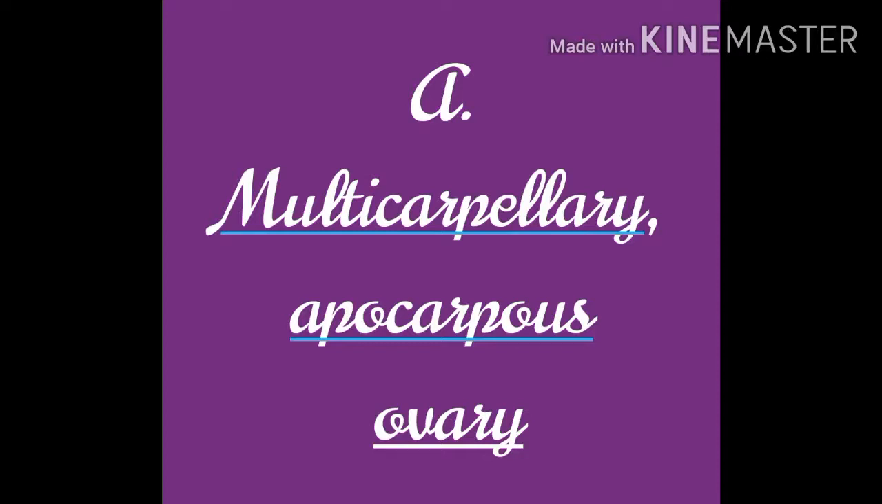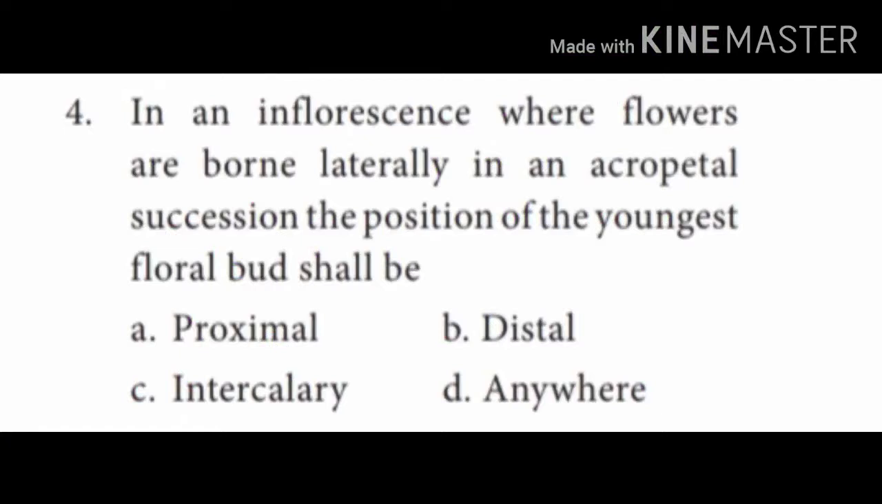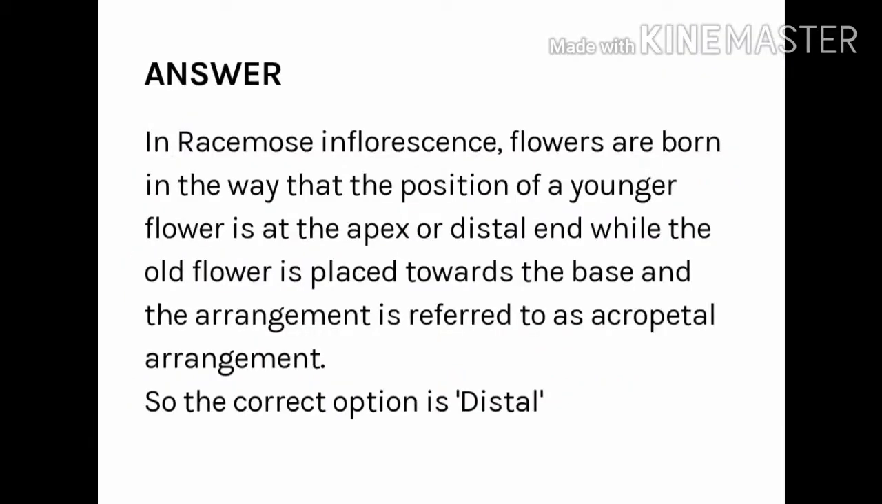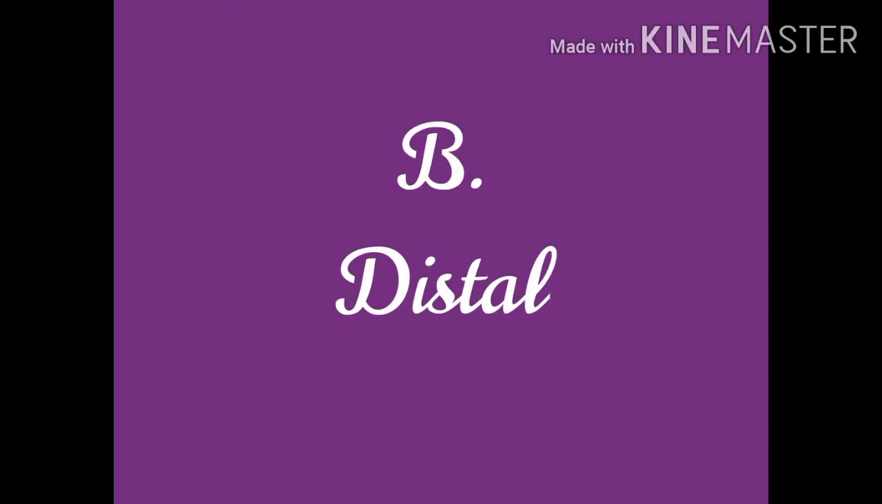Let's move to the fourth question now. In an inflorescence where flowers are borne laterally in an acropetal succession, the position of the youngest flower bud shall be. Four options are given there. This is a little twisted question, so let's find the answer. Flowers are borne in a way that the younger flower is at the apex or distal end, while the older flower is towards the base, because it refers to acropetal. So the answer here would be distal. Option B is the correct answer for question number 4.